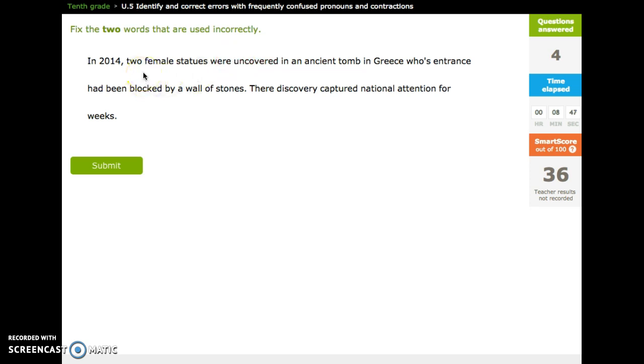In 2014, two female statues were uncovered in an ancient tomb in Greece. Whose entrance? This is kind of the tactic we're using here. We're taking the word and we're just breaking it apart if it's a contraction. And if you do that, it generally will show you whether it makes sense or not. Uncovered in an ancient tomb in Greece, who is entrance? Well, no. It's a possessive. Whose entrance had been blocked by a wall of stones. Their discovery. Ownership. Okay. Theirs fits into the same realm as his discovery or her discovery or its discovery. Whose discovery? Their discovery. This is the possessive.